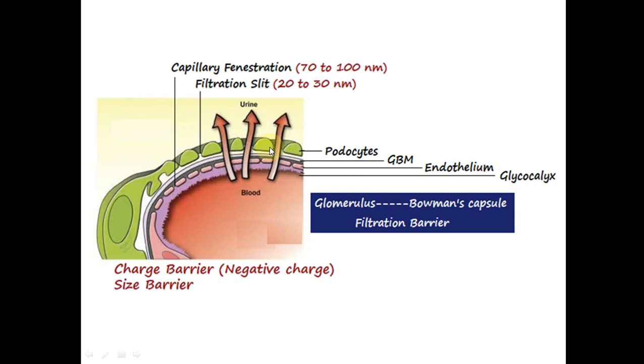So, in normal conditions, proteins are not allowed to filter into the glomerular filtrate. The two opposing forces are the size barrier, and the other is the charge barrier, because this filtration barrier is negatively charged, and it will repel the negatively charged proteins and will not allow those to be filtered into the glomerular filtrate or to enter into the tubular system.